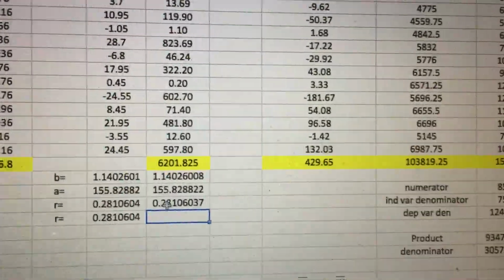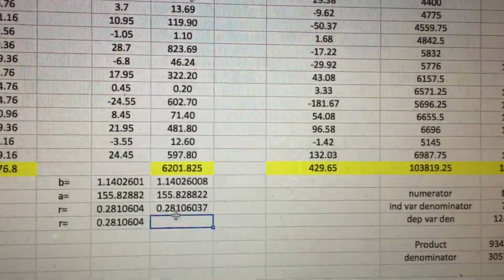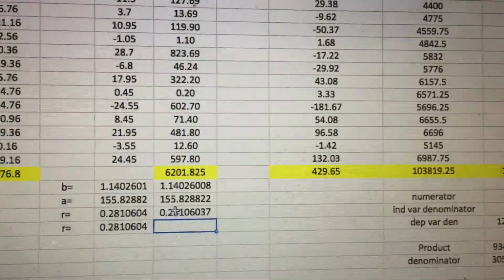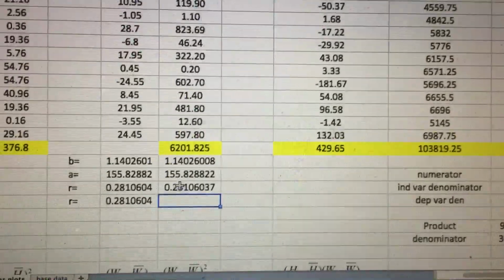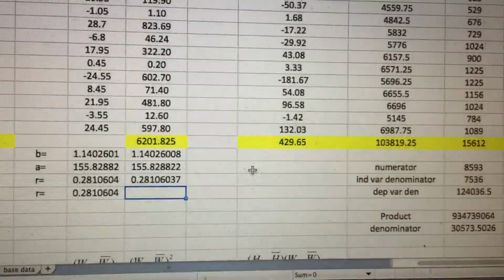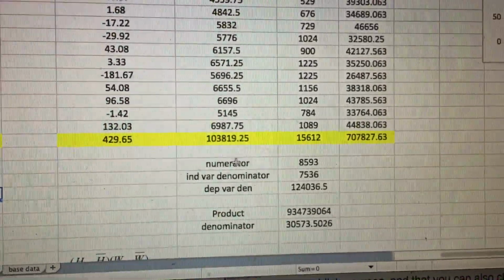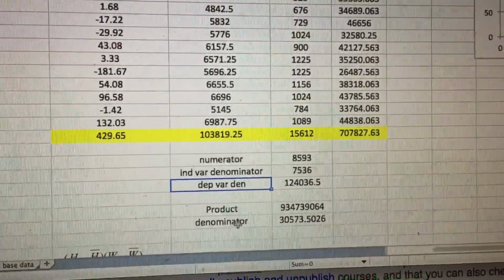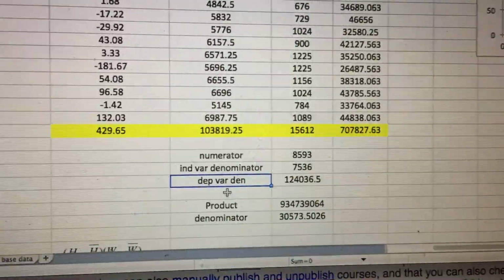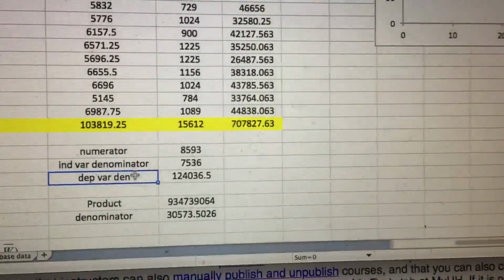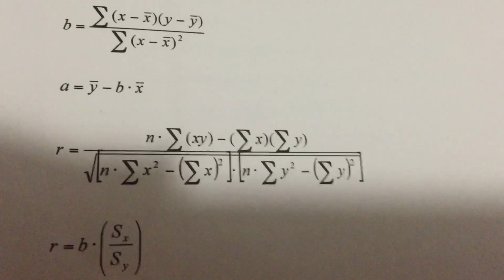You take the b value and you times it by the standard deviation of your independent variable divided by the standard deviation of your dependent variable. And you're going to do that for all the rest. But here is our complicated way of doing things, where we have to find the numerator, the denominator, the product, and the independent variable denominator and dependent variable denominator, and that's where we're doing this really long thing. Okay, so let's start with this.